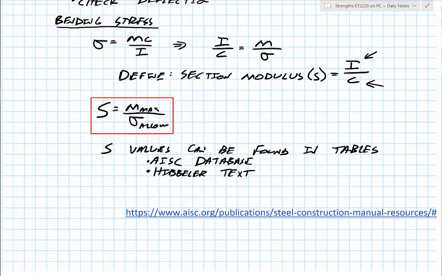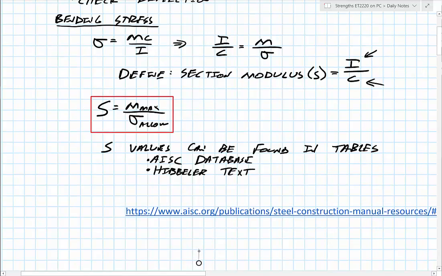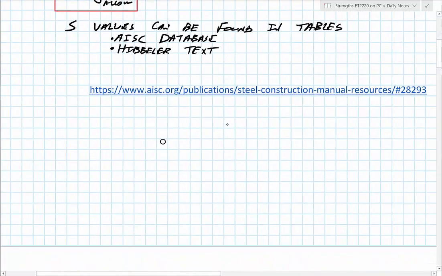So let's talk about how we use these tables. Actually, before we talk about how we use those tables, let's talk about what an I-beam is, or the labeling of an I-beam. The reason it's called an I-beam is that it's shaped like an eye.